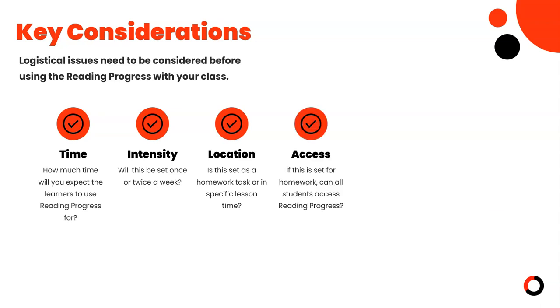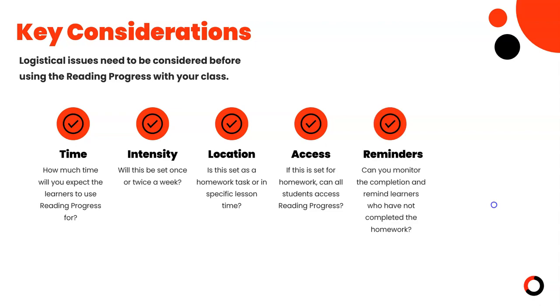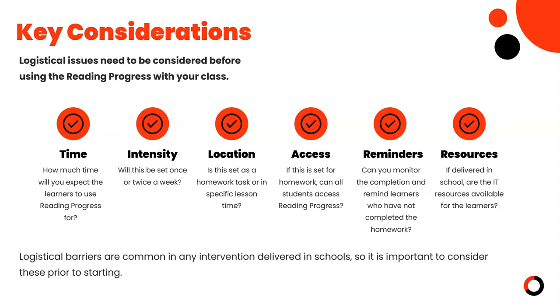And then access. If students do have issues accessing reading progress at home, is the ability for them to access this through school, maybe in library or somewhere that they can do this. Reminders. It's important just while the trial's running, just to monitor the completion rates and just to remind students who've not completed the homework. And then finally, for resources, if it's delivered in school, are the IT resources available, such as the headsets? And just remember that if it is delivered in school, you can use the AI noise cancelling software that's included in reading progress. So logistical barriers are common in any intervention delivered in schools, so it's important to consider these prior to starting.